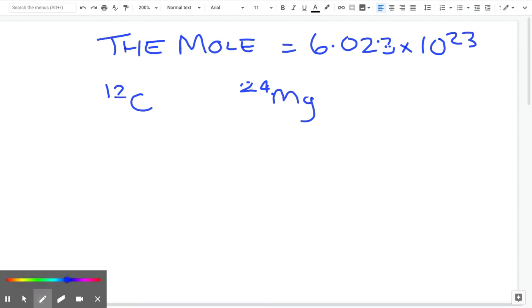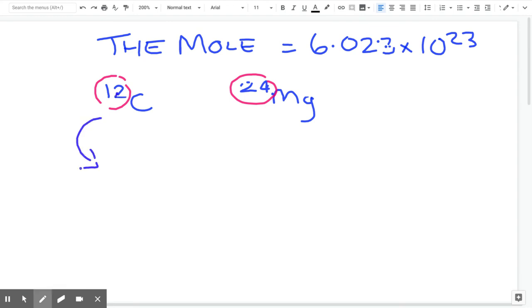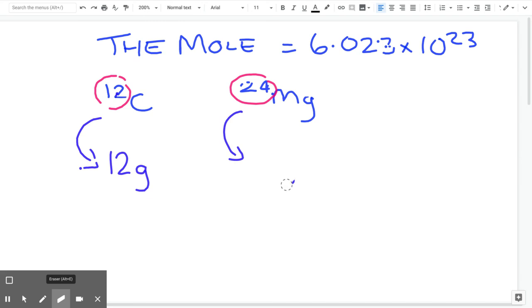And this is where the mass number comes in, and it's probably no coincidence that the mass number gives you the mass of 1 mole of that substance, specific to the isotope that you are talking about. So carbon-12, in the first example, 1 mole of carbon-12 atoms has a mass of precisely 12 grams, decimal points, 000, etc. Magnesium, 1 mole of magnesium atoms has a mass of 24 grams, because the mass number of magnesium is 24.